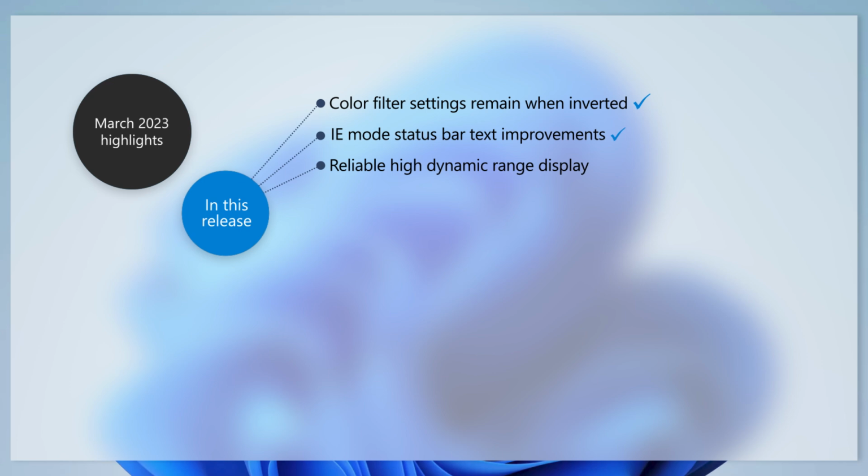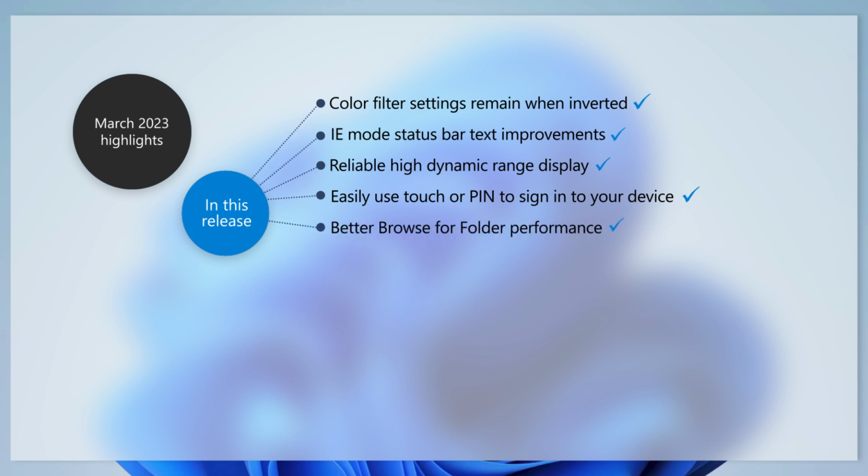If you've been seeing a blue screen during video playback after you set high dynamic range on your display, we have addressed that issue. This update addresses an issue that might have stopped you from using the touch or the pin entry keyboard to sign into your device. We've addressed an issue that affects which folders appear in the Browse for Folder picker. The File Explorer issue that fails to move the input focus when you use Shift plus Tab or Shift plus F6 has also been addressed.